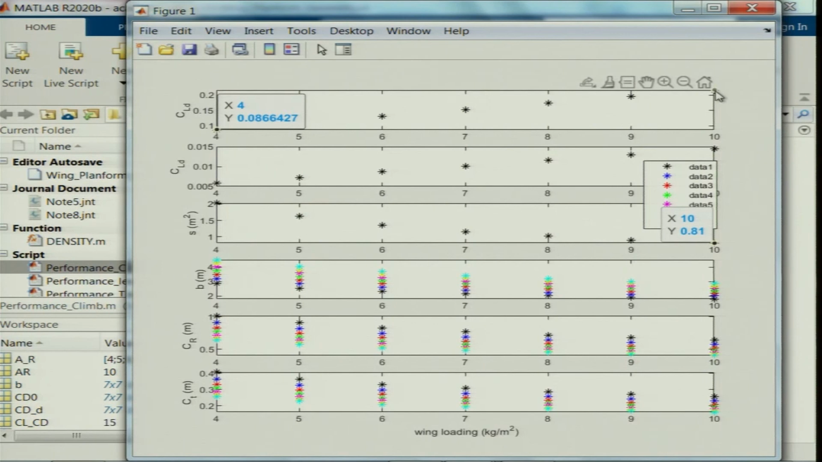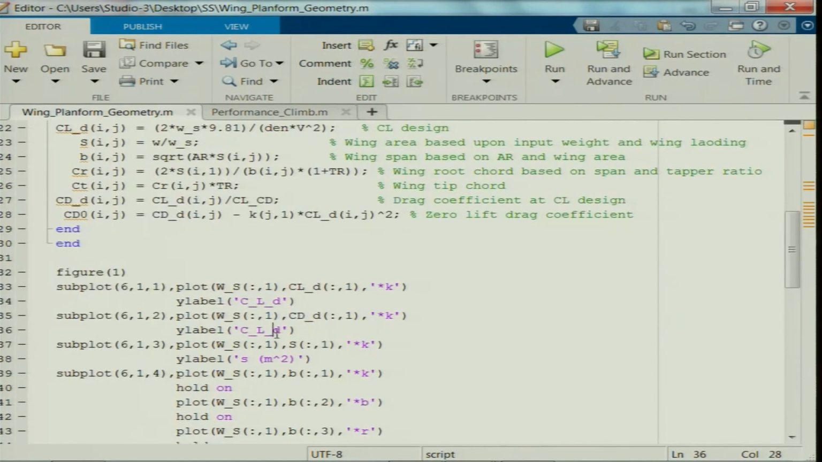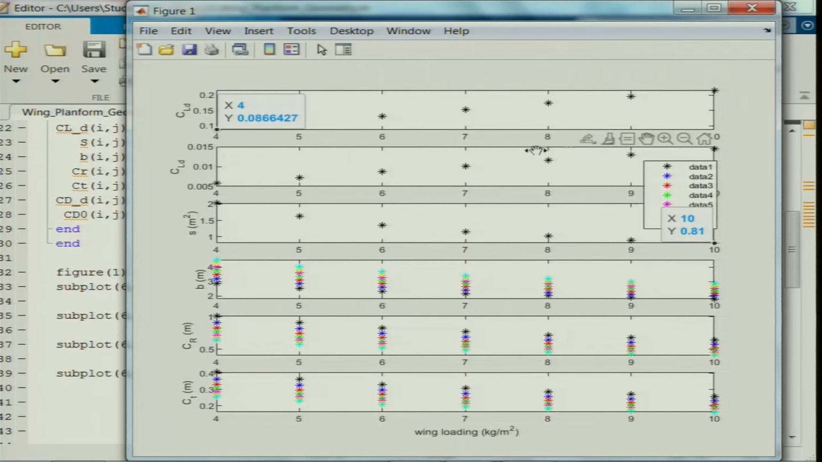And then when you are flying at higher W by S, right, so higher wing loading, because the velocity is quite high here, that is the reason why. So, this is about 0.25, 0.22, right. So, the CL design, no, this is C_D design, I am sorry, we need to correct it in the plot. So, the second one is C_D design, right, C_D for that C_L design. So, I am not running it again here. So, this is about 0.115 when you are flying at W by S of 10 kg per meter square.